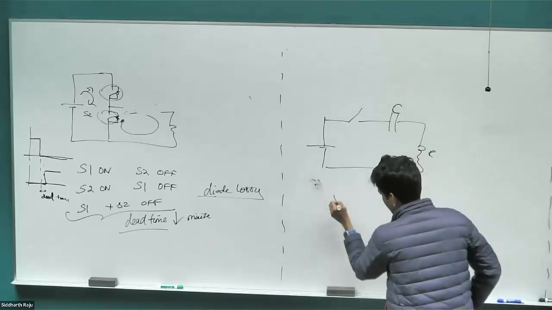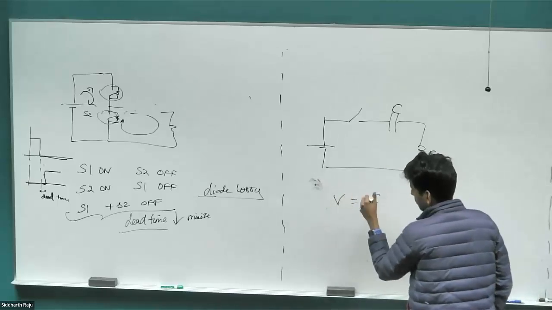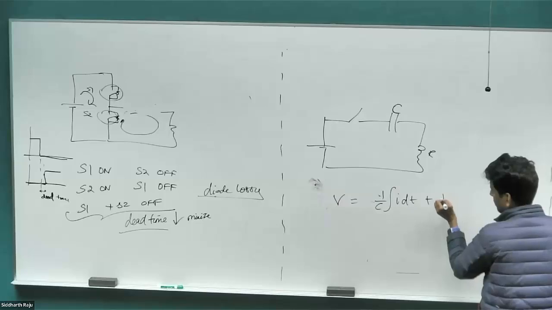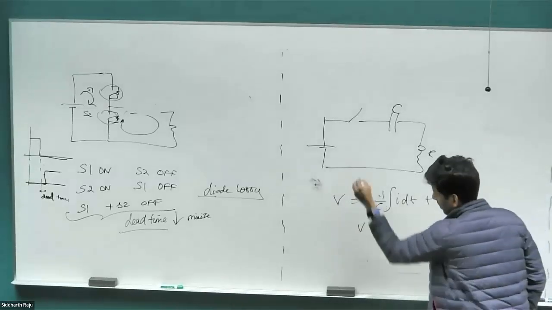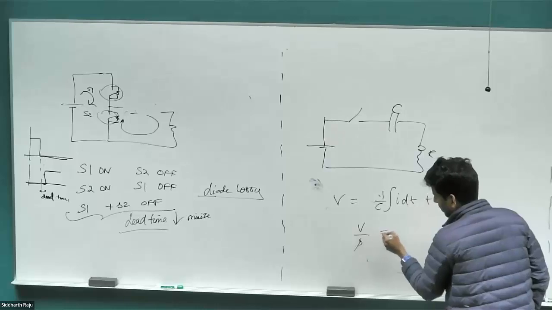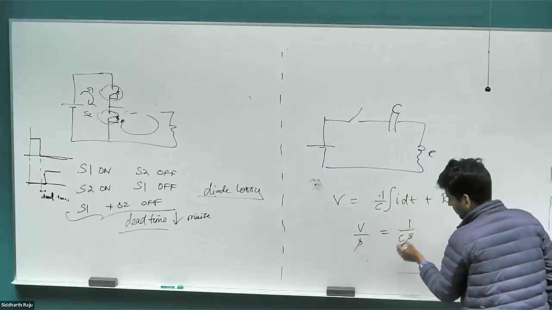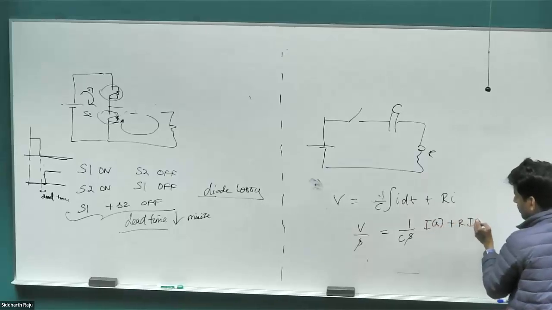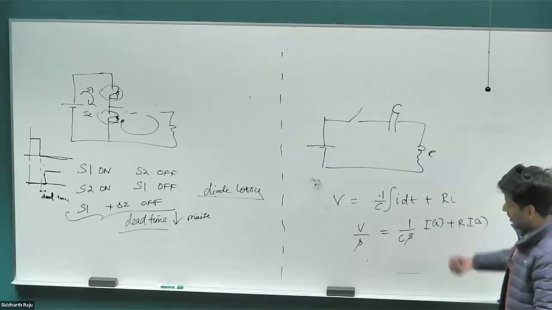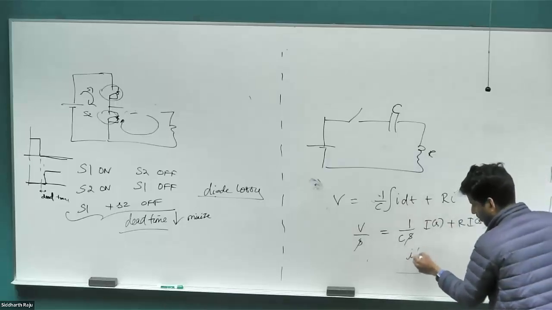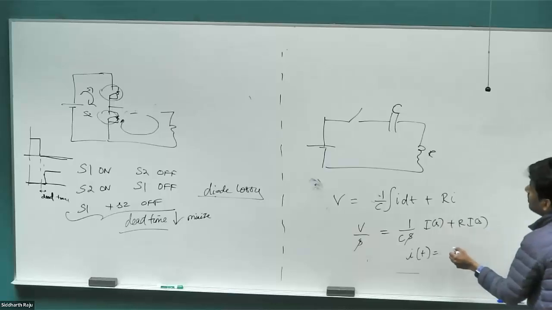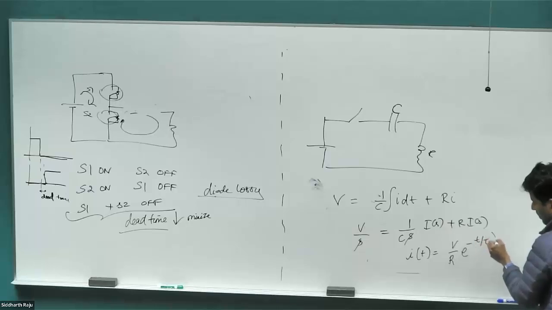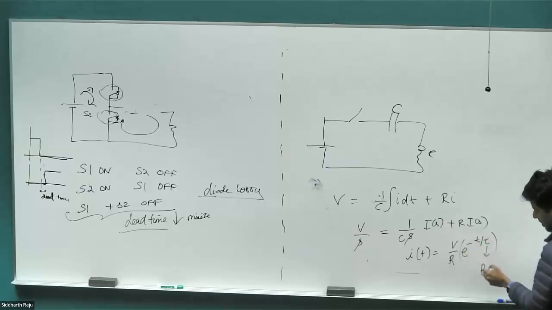Let me write the time equation. V equal to 1 by C integral I dt plus R times I. So if I apply a step in the voltage, that's V by S, equal to 1 by Cs times I of s plus R times I of s. And then again you can solve for the Laplace of it, and the current value would come out to be I of t equal to V by R times e power minus t by tau, where tau is your time constant RC.